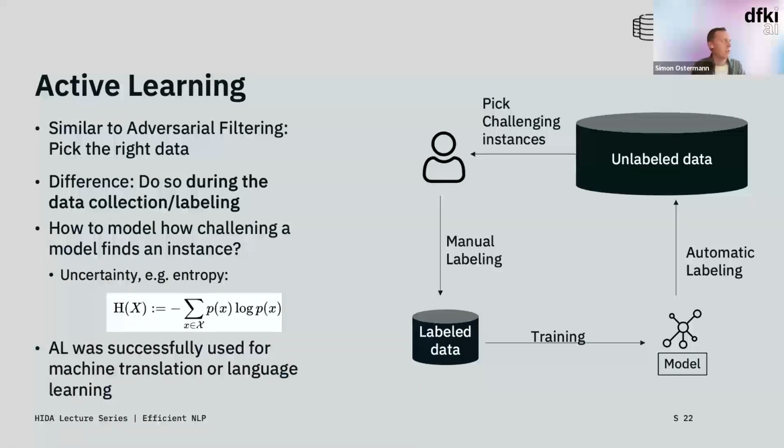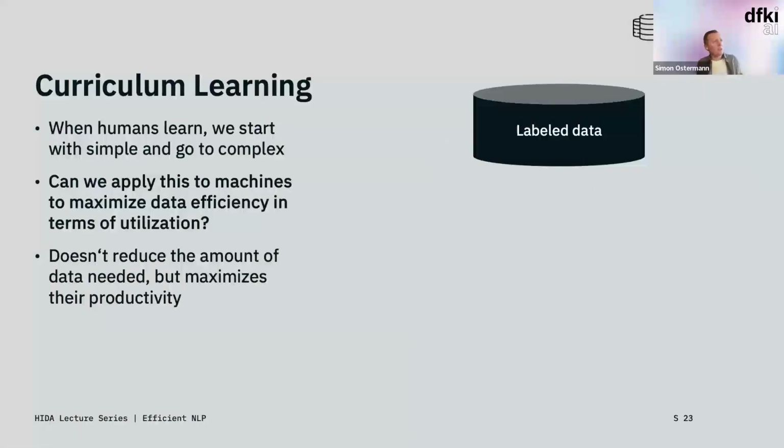But there is a lot of research, for example, on how to pick these really challenging instances, and a plethora of work on that. Another thing that people do is curriculum learning. The idea is very simple. When humans learn, we usually start with simple things and then go more complex, right? We don't look at all examples at once. The idea of curriculum learning is to apply this to machine learning in order to maximize data efficiency in terms of data utilization, right? Of course, this doesn't reduce the amount of data needed, but it maximizes its productivity.